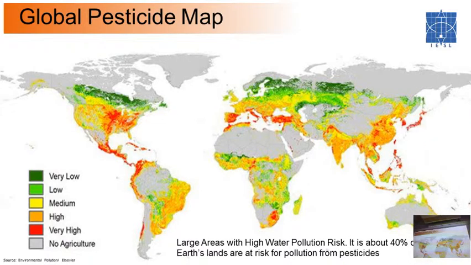Just to give a flavor of this groundwater pollution or quality, this is the global pesticides map. It shows the large areas with high water pollution risk. About 40% of the Earth's lands are at risk of pollution from pesticides. As you can see, Sri Lanka is probably in the medium to high risk category.